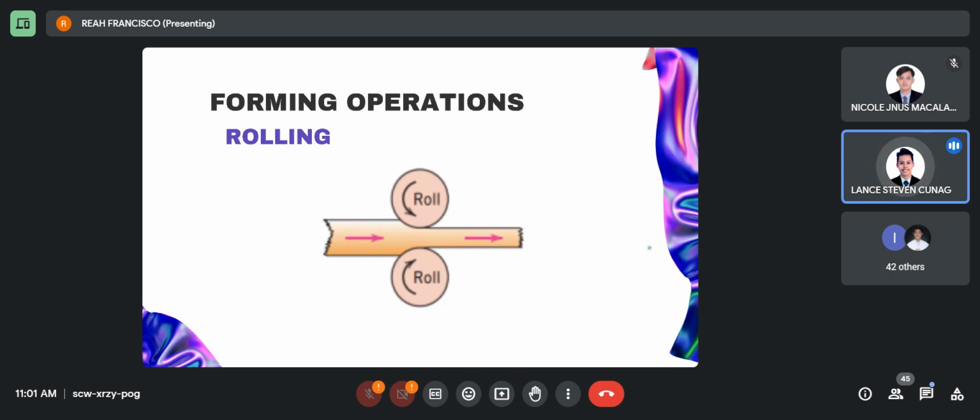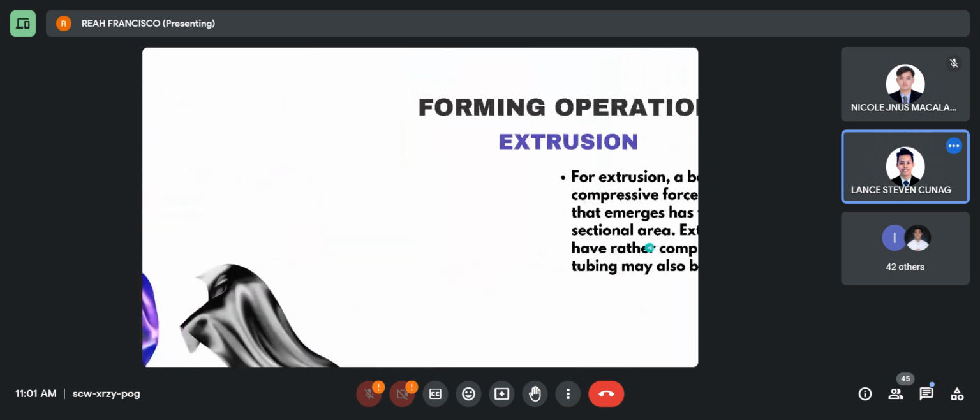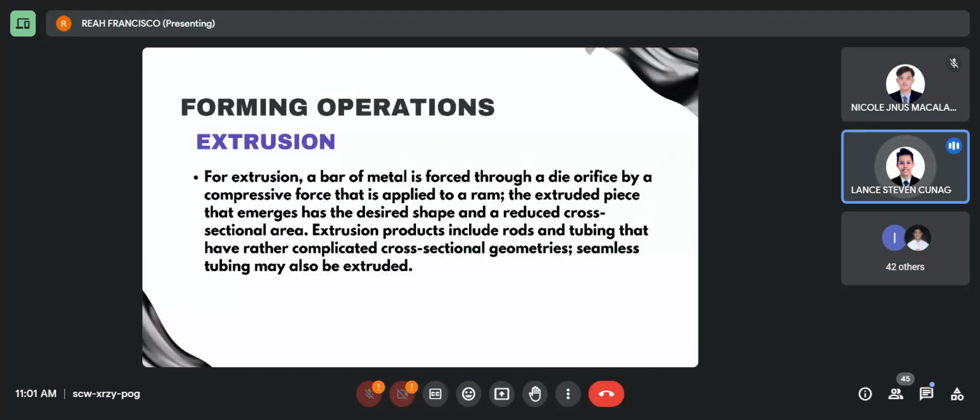So on the third one, we have the extrusion. For extrusion, a bar of metal is forced through a die orifice by a compressive force that is applied to a ram. The extruded piece that emerges has the desired shape and a reduced cross-sectional area. Extrusion products include rods and tubing that have rather complicated cross-sectional geometries. Seamless tubing may also be extruded.